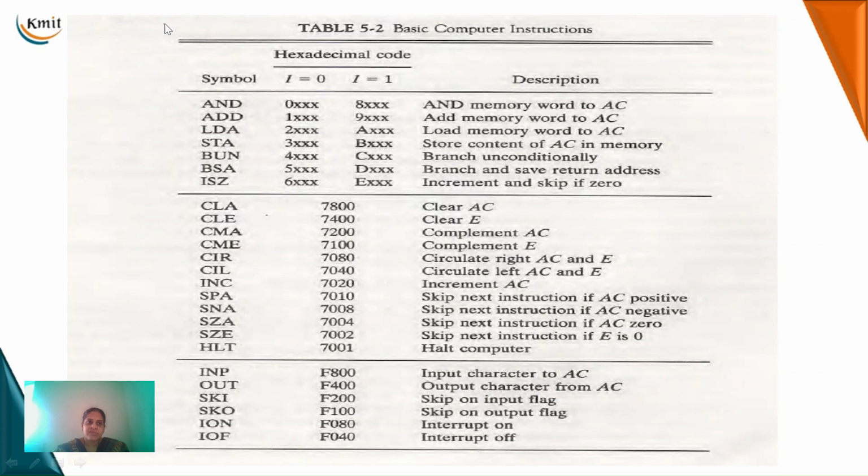So we have seen all the different types of basic instructions. These instructions are memory reference instructions, these are register reference instructions, and these are input output instructions. All these instructions together we call the basic computer instructions.